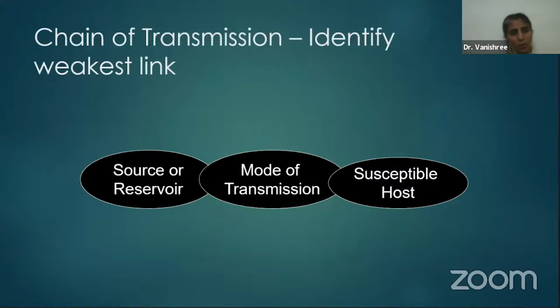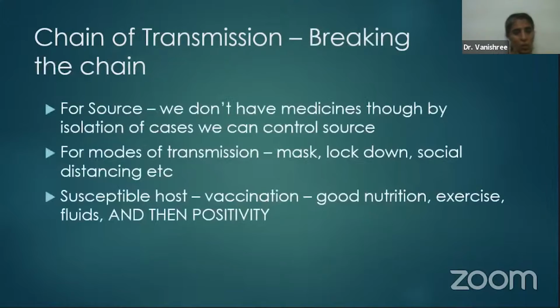Next concept, the chain of transmission. We always teach the students to identify the weakest link. But if you take HIV, we affect the mode of transmission, which is just using consistent condoms. And then for certain diseases like vaccine preventable diseases, we go for the susceptible host. That is the weakest link. But with COVID, just like with malaria or TB, there is no weakest link. So we are trying to attack all three links in the transmission. So break the chain wherever possible. For the source, though we do not have medicines, we at least know what quarantine is, what isolation is, in which we can prevent the cases from transmitting the disease to others.